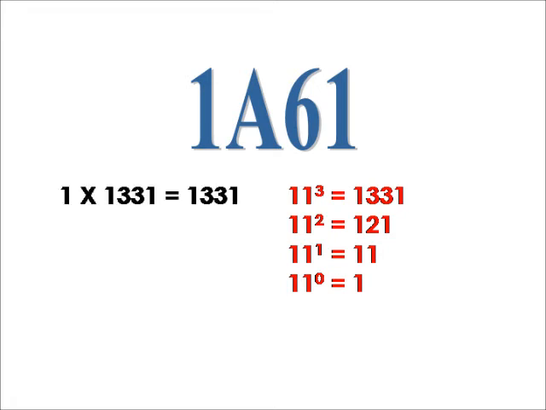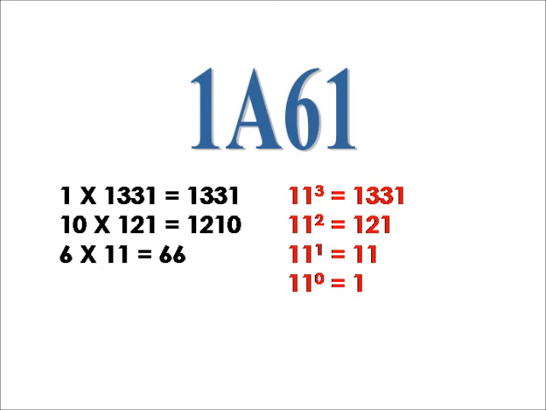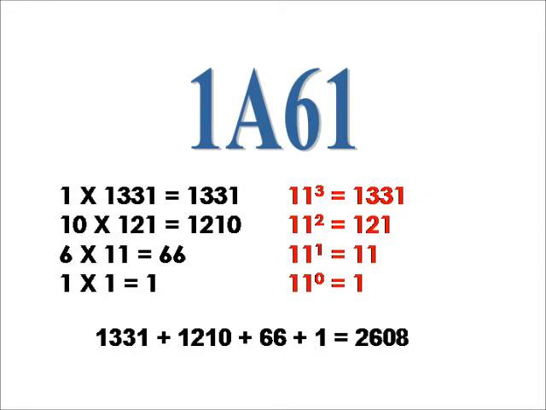Then we are going to take our numbers like so. 1 times 1331 is 1331. A times 121, well, A is just the representation for 10 in this number, is 1210. 6 times 11 is 66, and 1 times 1 is 1. Then we are going to add them all up together. 1331 plus 1210 plus 66 plus 1 equals 2608. And now we have our decimal number.